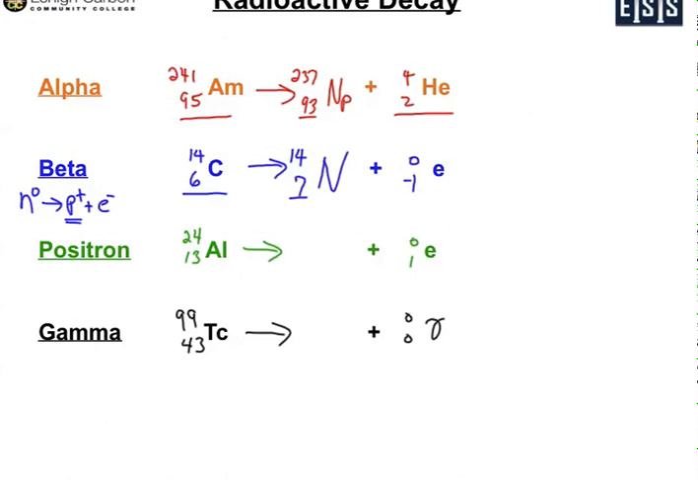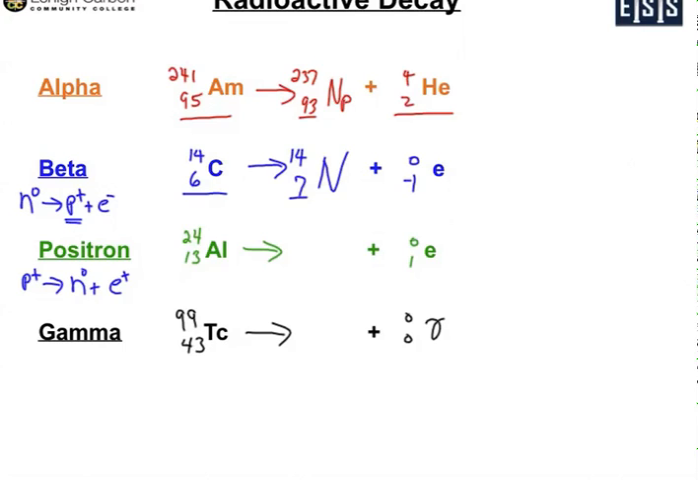In a positron decay, a proton in the nucleus is going to break up into a neutron and a positive electron, or an anti-electron, antimatter, and that's called a positron. So it's essentially an electron with a positive charge. So a positron is emitted from the nucleus, and now a proton in the nucleus is changed to a neutron.